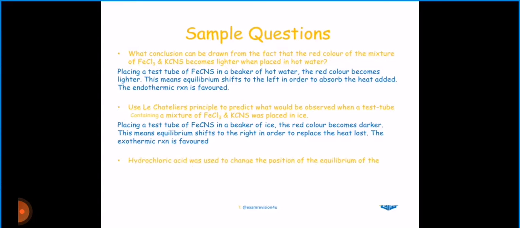The last question that I'll go through is, hydrochloric acid was used to change the position of the equilibrium of the reaction between iron 3 chloride and potassium thiocyanate. Name another compound that would have a similar effect. And you could really pick any sort of compound that contains chloride, so potassium chloride or sodium chloride, as I have said here.